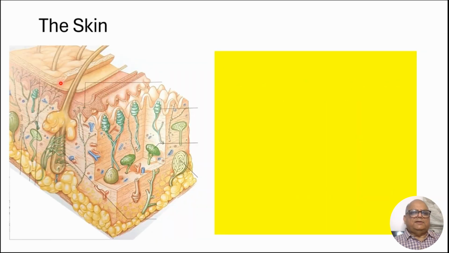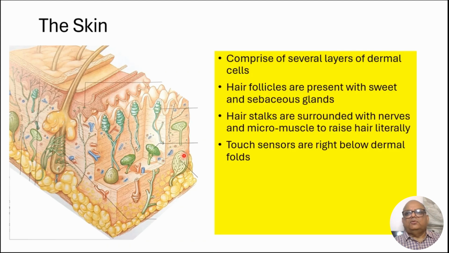This is typically a skin with several kinds of sensors seen here. In the folds closely to the upper surface are the touch sensors. Deep inside, like this bulb, are the pressure sensors, and heat sensors are also there. There are several layers of dermal cells, the layered cells that one can see, and then hair follicles are also present with sweat gland and sebaceous gland, that is, oil gland, and hair shafts are surrounded with nerves, as you can see here. If the hair moves, it can be sensed here, right? And touch sensors are right here, and pressure sensors are somewhere.